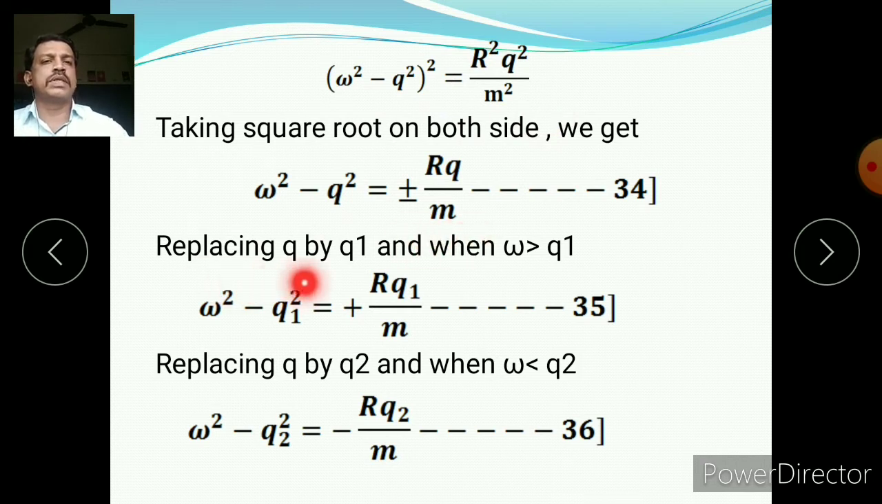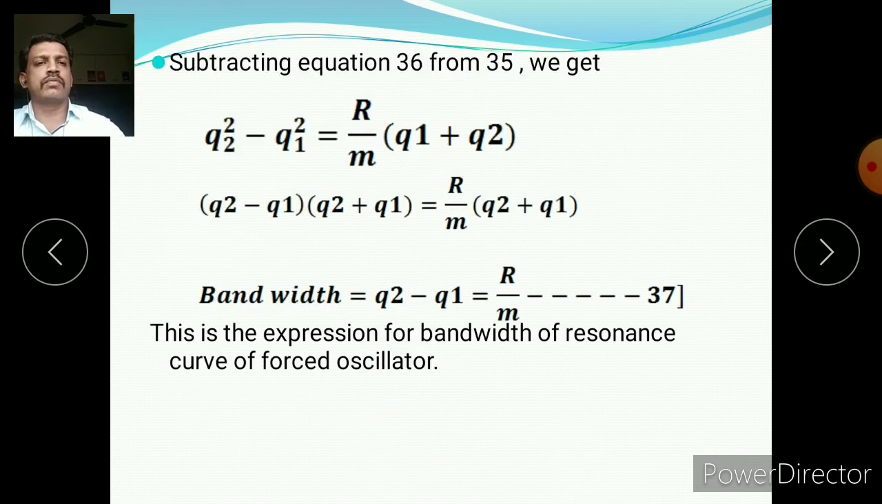By replacing q by q1, we get omega is greater than q1, that is omega squared minus q1 squared equal to rq1 upon m, and replacing q by q2, we get omega is smaller than q2, that is omega squared minus q2 squared equal to minus rq2 upon m. Now we subtract equation 35 from 36. Subtracting equation 36 from 35, we get q2 squared minus q1 squared equal to r by m (q1 plus q2).